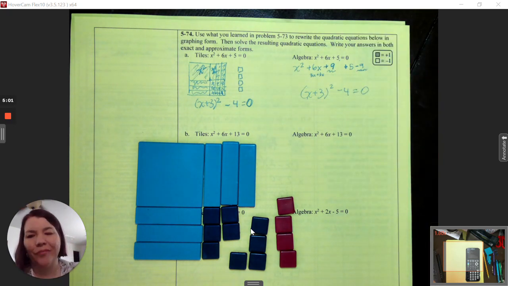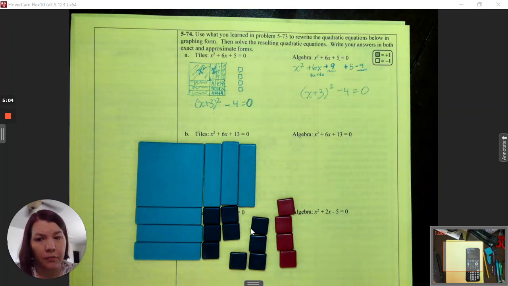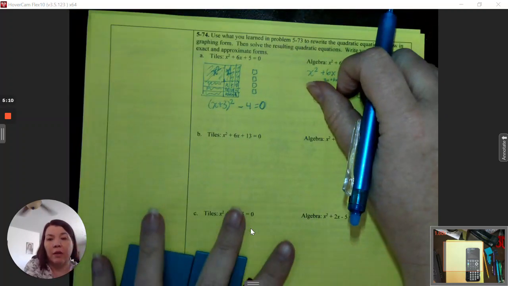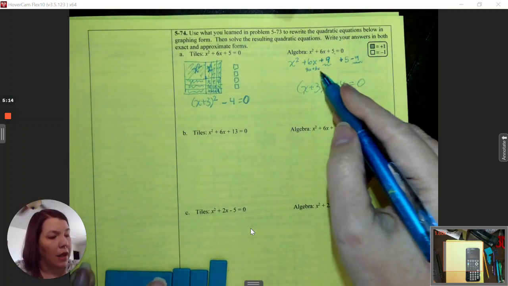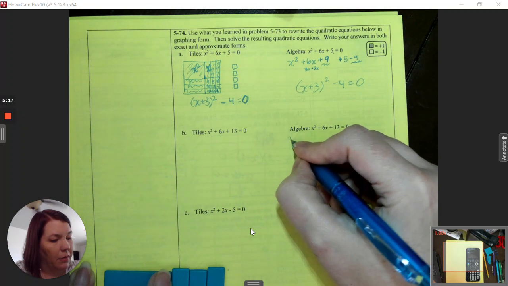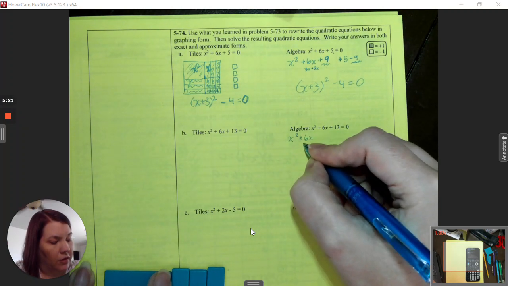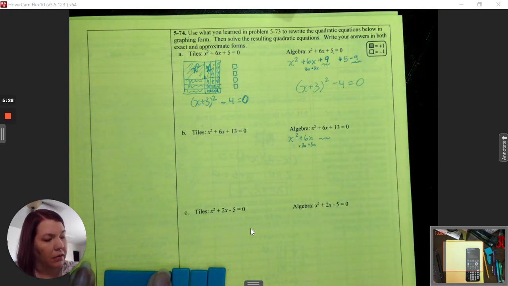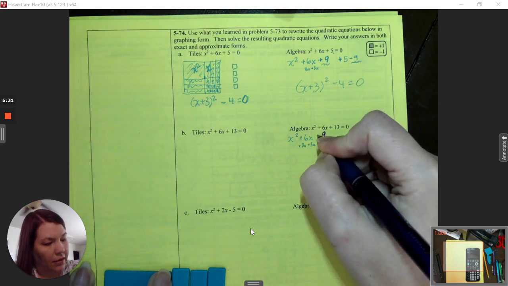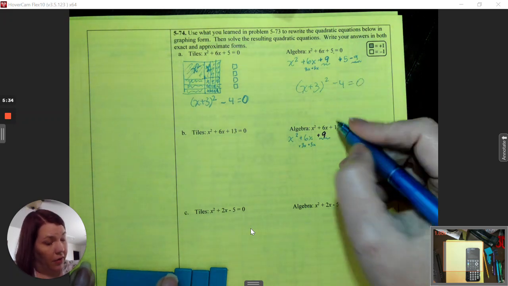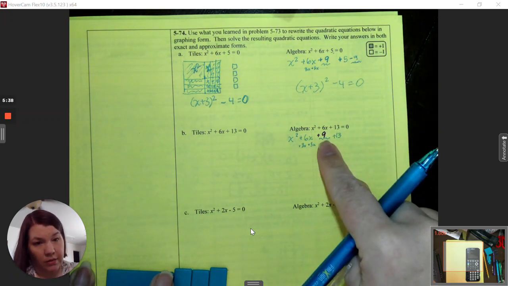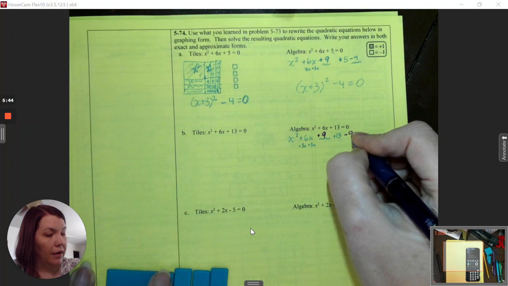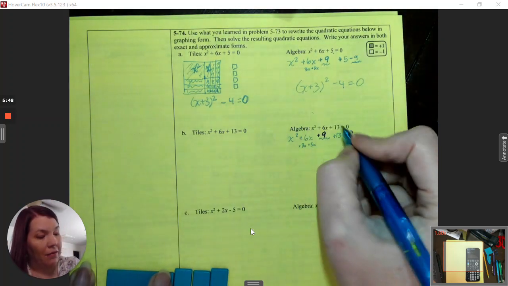So let's try the next one. We'll try it with algebra first, and then we'll put tiles second. Okay? So, like before, I still have 6 in the middle, and that means it'll be split in half. 6x will get split into 3x and 3x, which means my squiggle will have to be 9. So I'm going to add 9. I'm going to use 9 tiles here. I had the 13 already, so I've changed the problem. This 9 changes it. It just does. And so I need to remove that 9 so that it doesn't change it. That way, effectively, I've added nothing, and so this is still equal to 0.